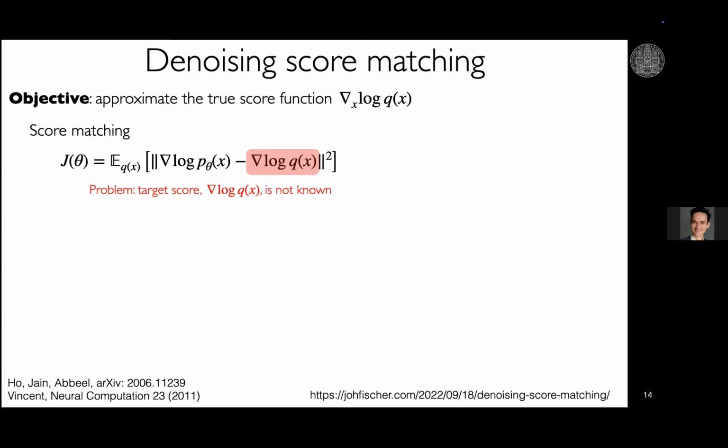Okay, so the way we train more specifically is using something called denoising score matching. The problem with score matching is that you want your model to reproduce the score, and this would be the true score. And the problem is that the true score typically is not known, so you typically don't have access to the true score of your model.